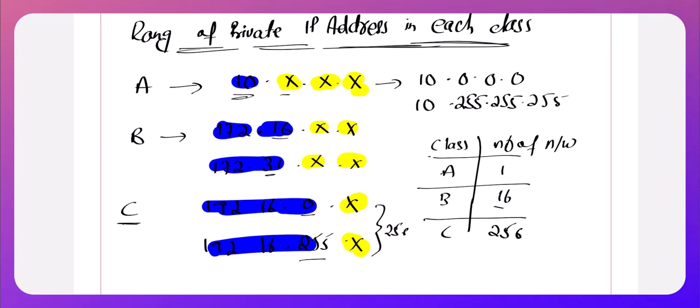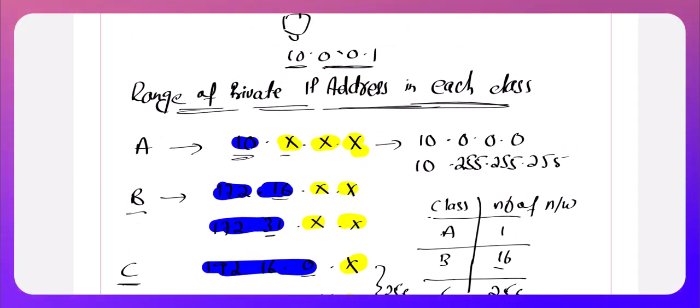Okay, class B: when you require 256 multiplied by 256, meaning 65,000 and something host addresses, then you choose from class B. If you need more than 65,000, then you can go for class A. For example, if you need this many addresses based on a classful approach, then you will pick these classes without subnetting. So this was the range of private IP addresses in each class.